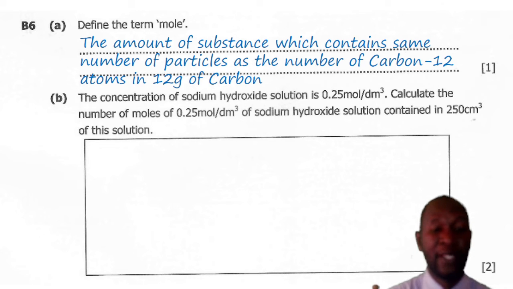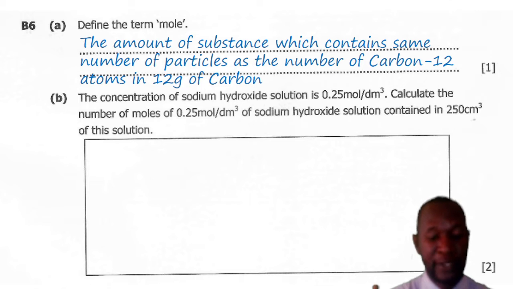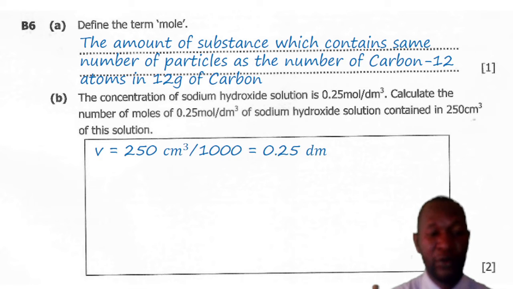Part B, the concentration of sodium hydroxide is 0.25 moles per cubic decimeter. Calculate the number of moles of sodium hydroxide contained in 250 cubic centimeters of this solution. So before we start our calculation, the first thing we need to do is to convert the volume we've been given into cubic decimeters. So here, our volume, we need to divide it by 1000. So that will give us 0.25 cubic decimeters.